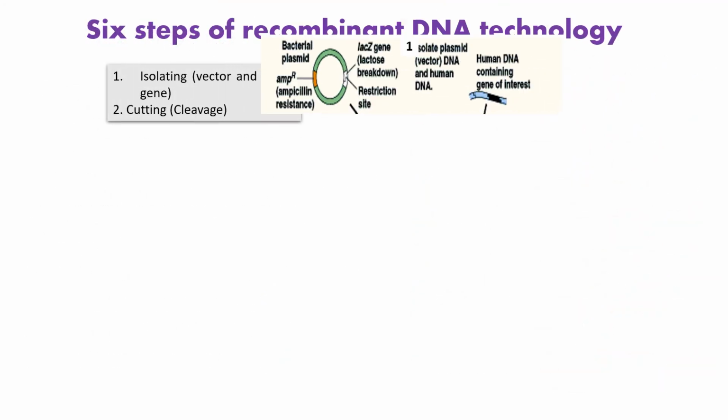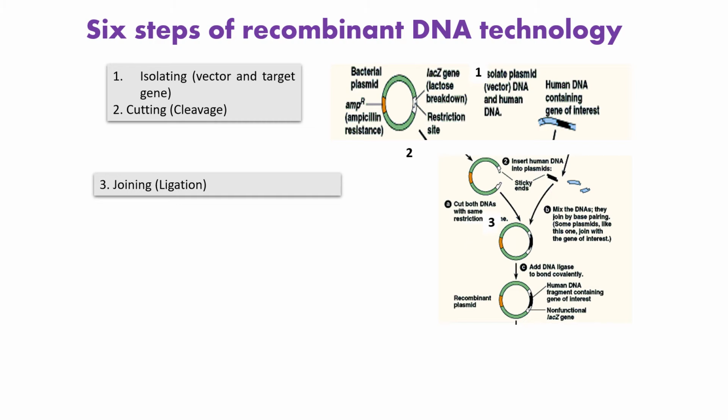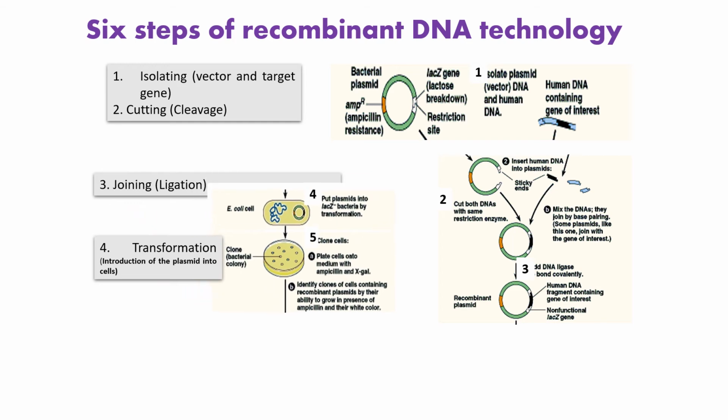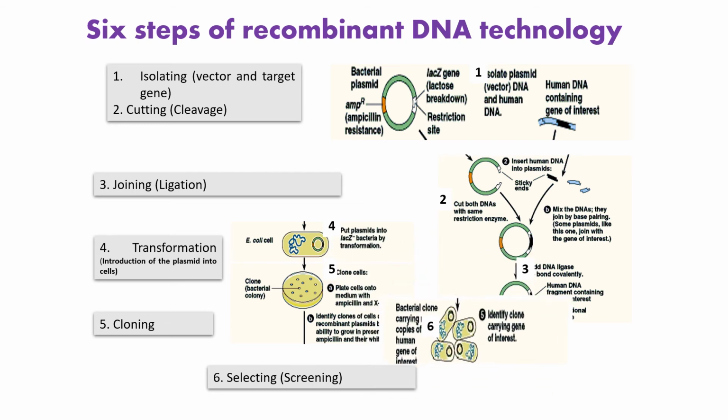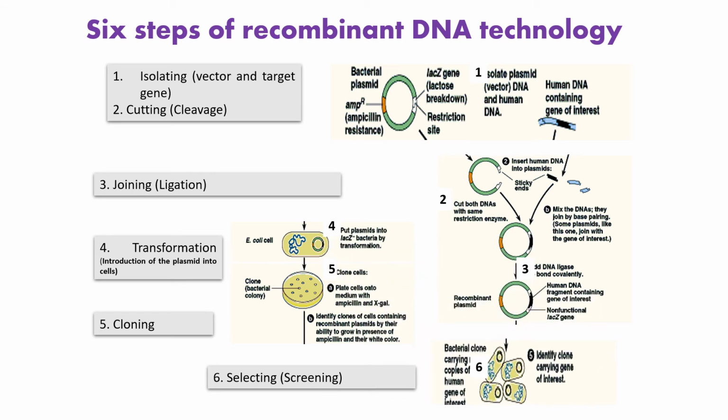Now, already I have explained to you the 6 steps of DNA technology. First is isolating the gene, cutting the gene from the original organism, then joining that gene into a vector molecule, transforming that particular rDNA molecule into a host cell or host organism, cloning, producing that particular recombinant DNA in multiple copies, and finally selecting the cells which show the expression of that particular gene. So these are the 6 steps of recombinant DNA technology.